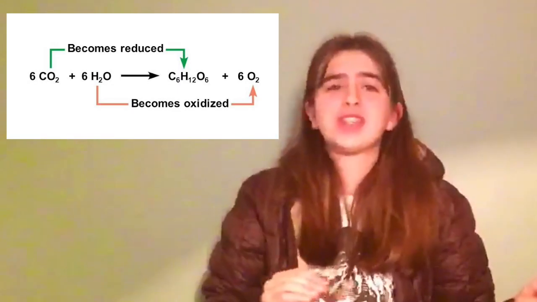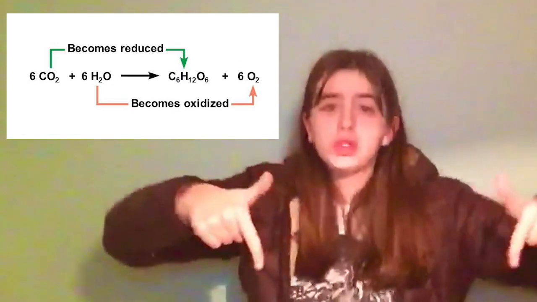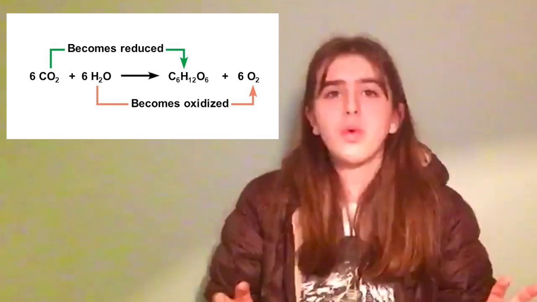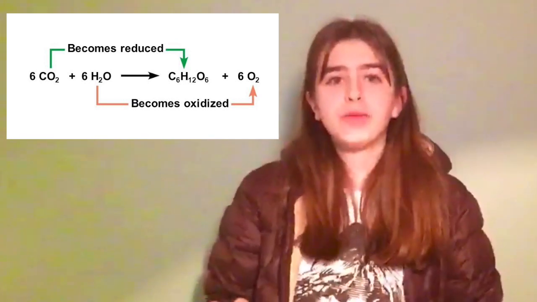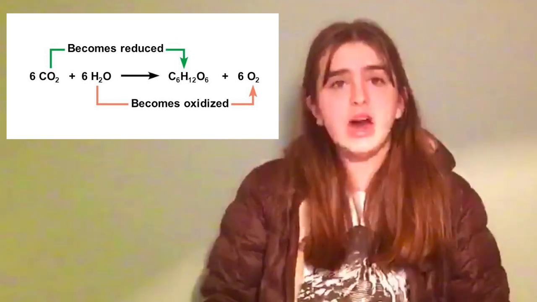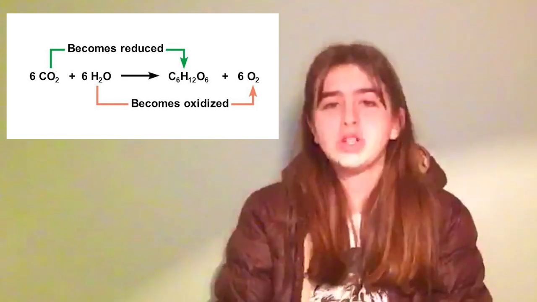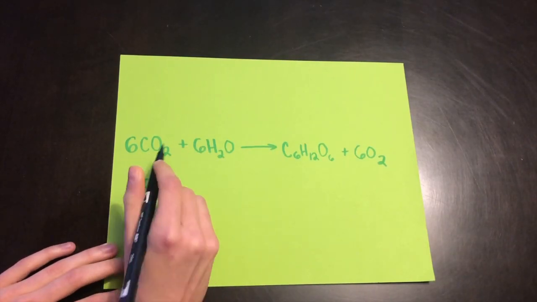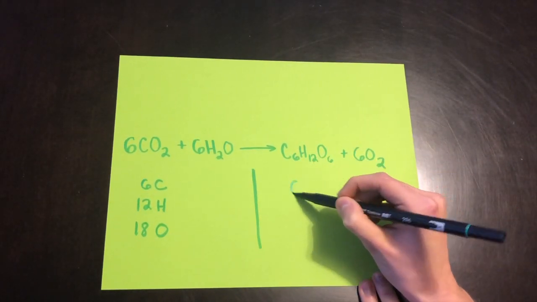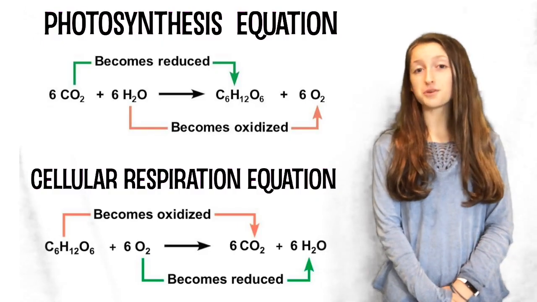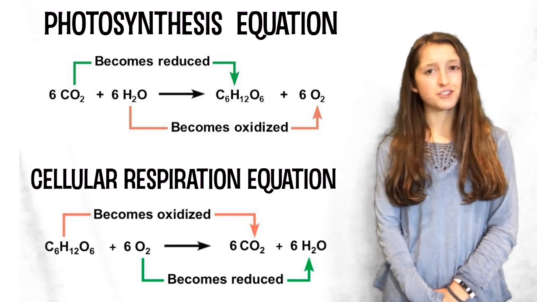Now, we will learn about the redox reactions of photosynthesis. In photosynthesis, carbon dioxide is reduced to glucose. So the carbon dioxide gains electrons along with hydrogen ions from water. The water is oxidized to oxygen, meaning that the water loses electrons and therefore hydrogen ions. Once again, if we write out the total number of atoms of each element, they are equal on each side. They just got rearranged. By the way, if you look at each equation, you will see that they are just the inverses of each other.